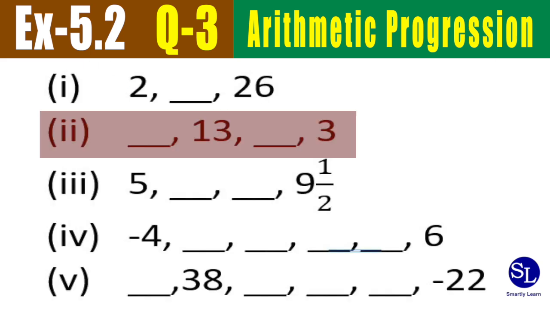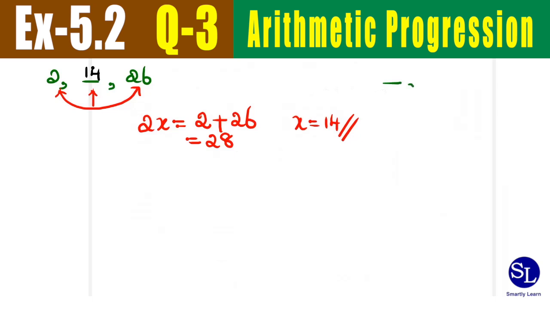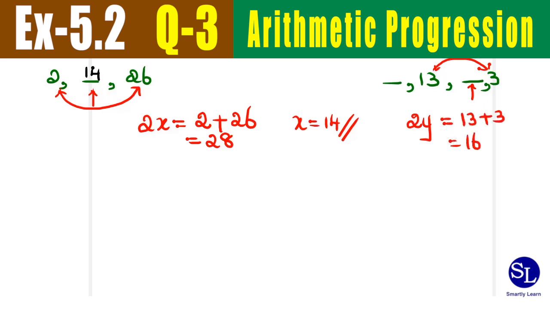Now let us look at the next one. Here: dash, comma, 13, comma, dash, comma, 3. As I said in the previous case, I'm going to start here because this looks like a middle number. For this middle number, the relation is that 2 times the middle number is the sum of these two numbers. So 2 times y is equal to 13 plus 3, that is 16. So 2y is 16, so y is equal to 8. So we found the value of the first missing term in this case, that is 8.